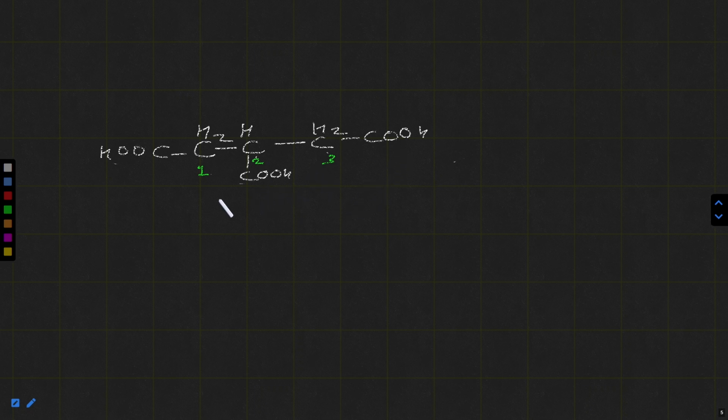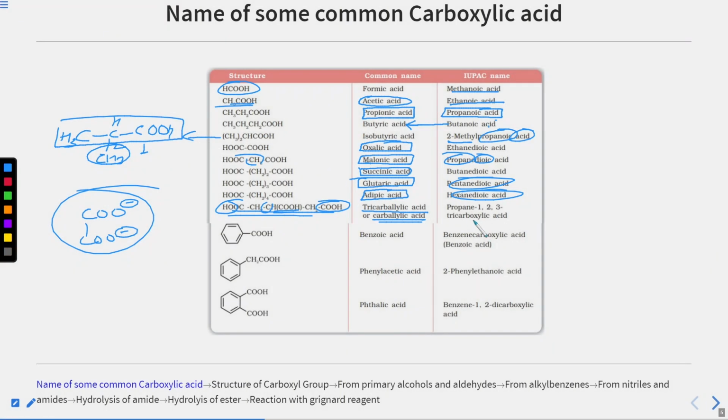So for 3 carbons we have the name propane, the prefix propane I would say, and 1, 2, 3 tricarboxylic acid. So propane 1, 2, 3 tricarboxylic acid. So we have just introduced the suffix against this carboxylic acid. So for 2 we have dioic acid, but for 3 we have to write it the whole way, tricarboxylic acid.